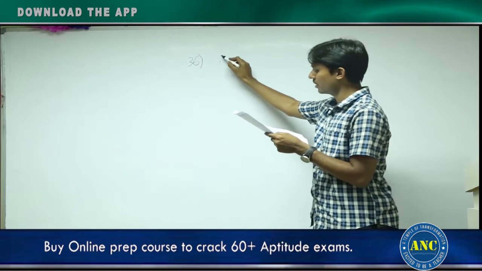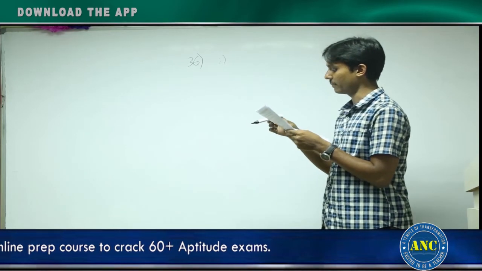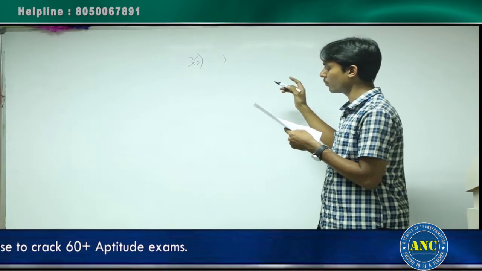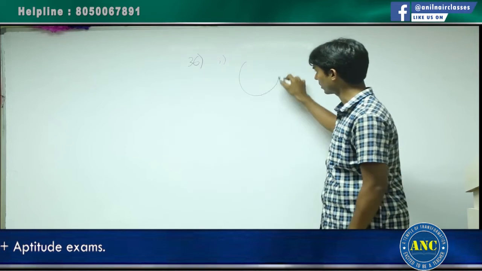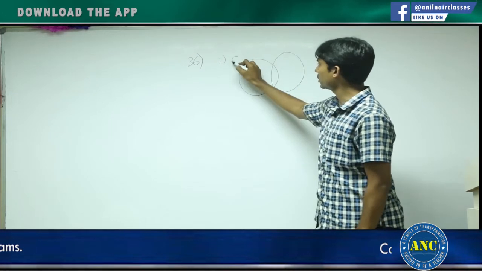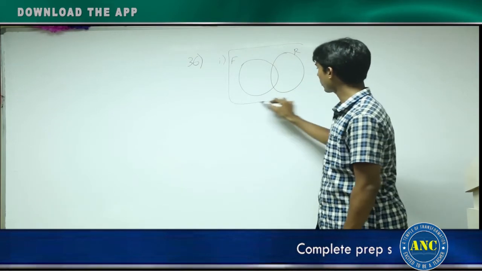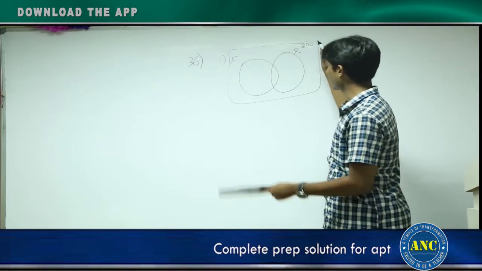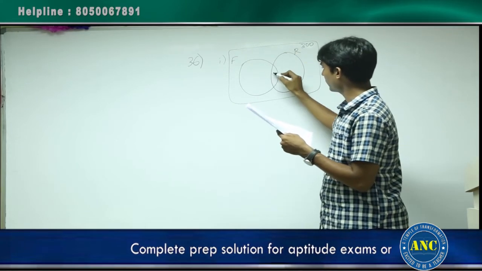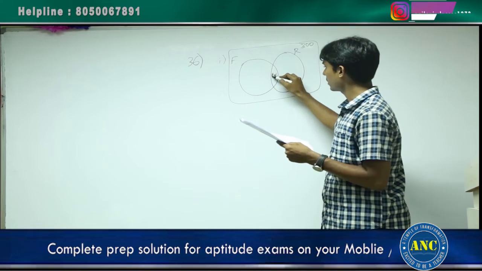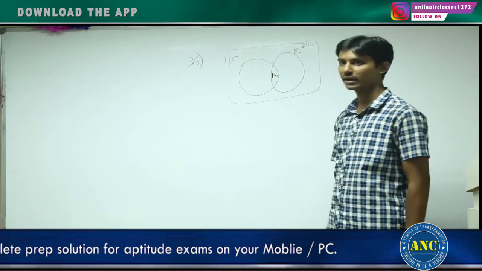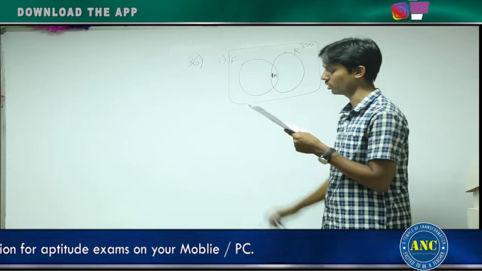Statement 1 alone says there are 300 people in the club and the number of people who speak both French and Russian is 196. Suppose you use a Venn diagram, this is French and Russian. Total number of people given in the first statement is 300. Number of people who speak both is 196. Can I tell how many are French only? I cannot tell. The first statement is ruled out.